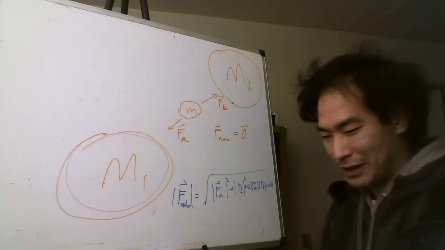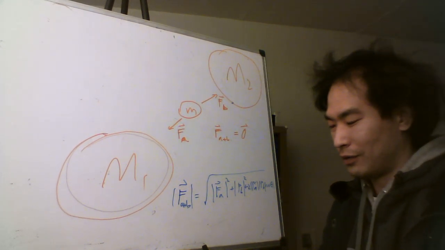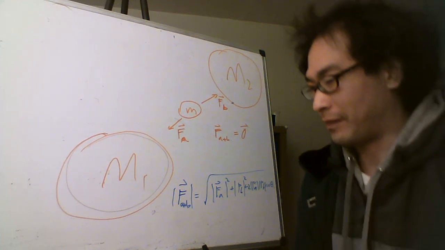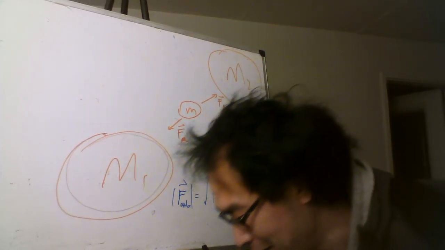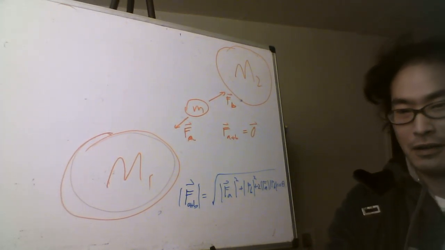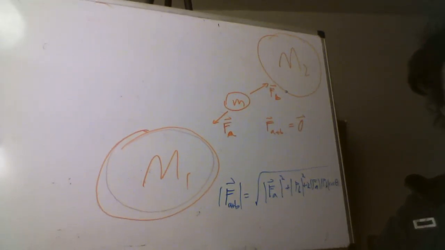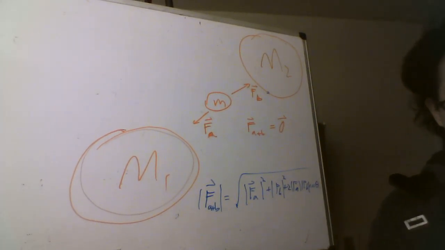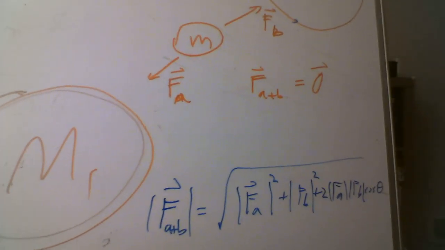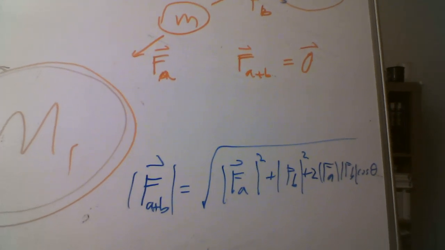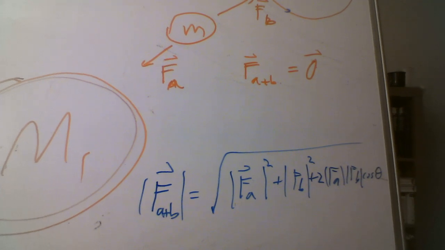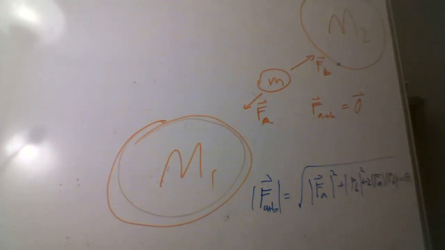Can you read this? I'm sorry, I'm writing very small. Sorry about that, but I have very limited space. Oh boy. I'll show you. Here. Yeah, just traditional vector summation. It's in physics books, mathematics books.